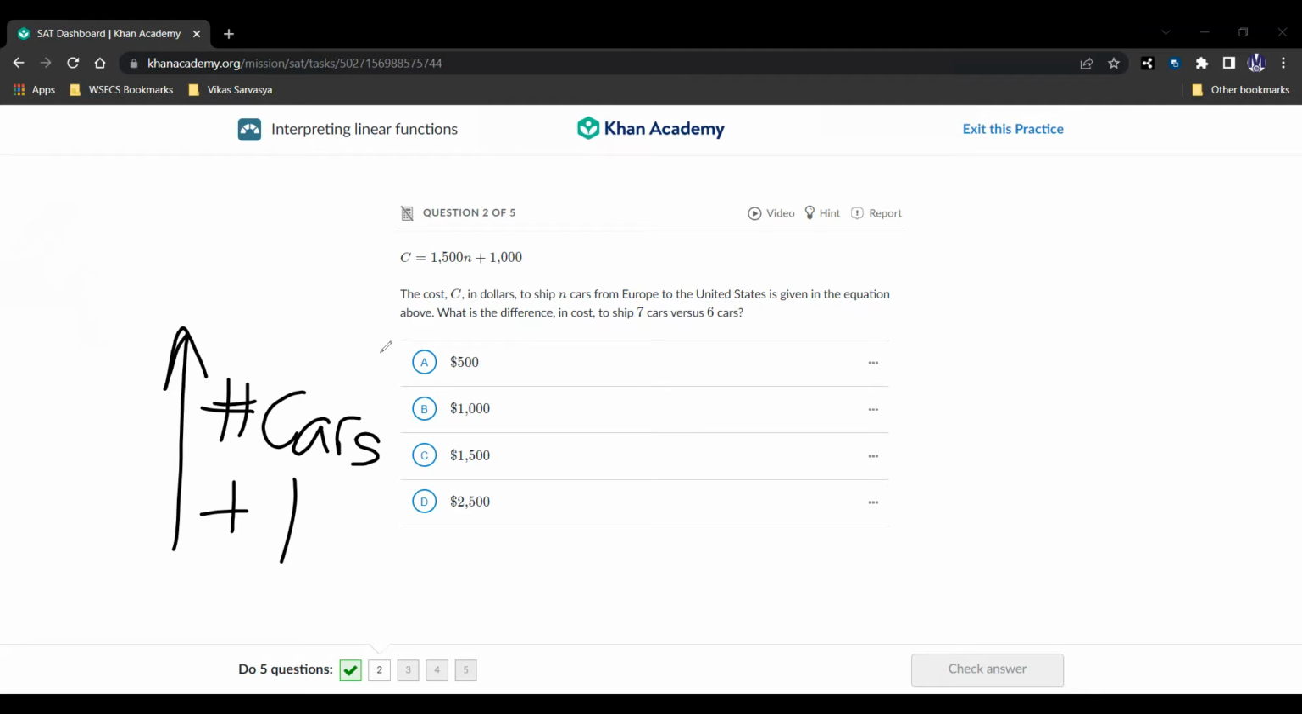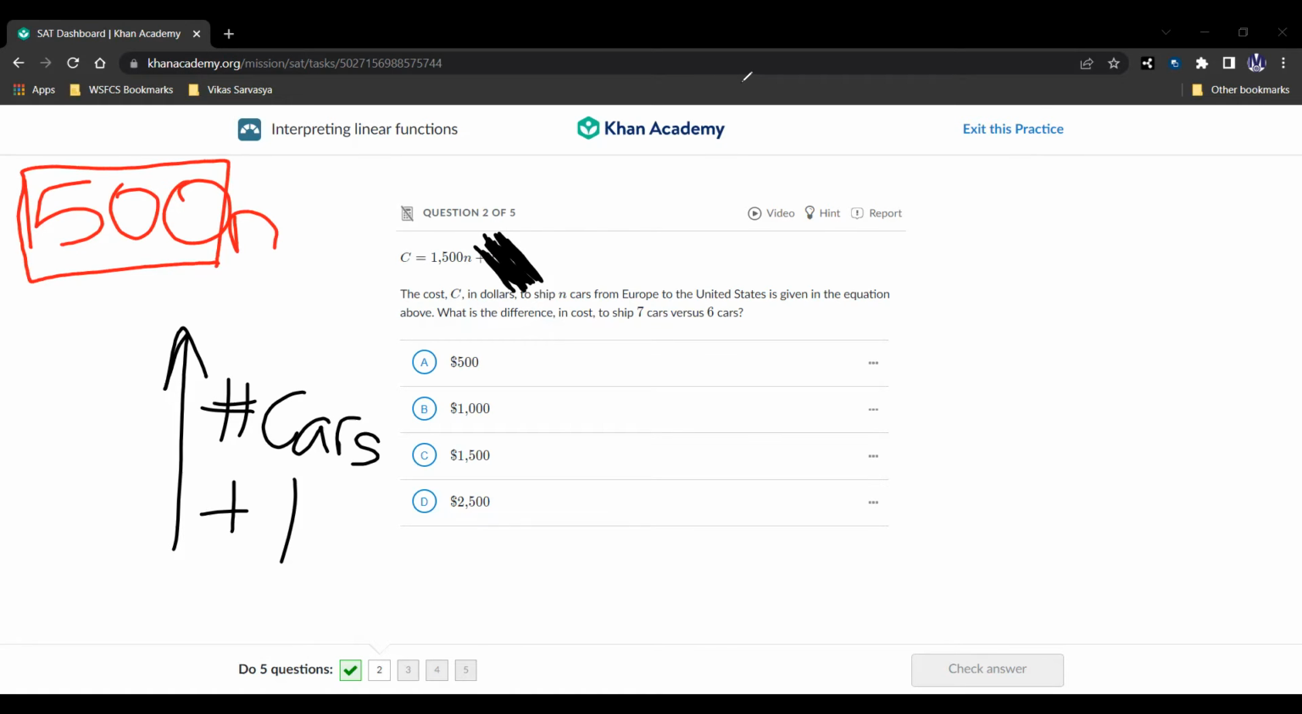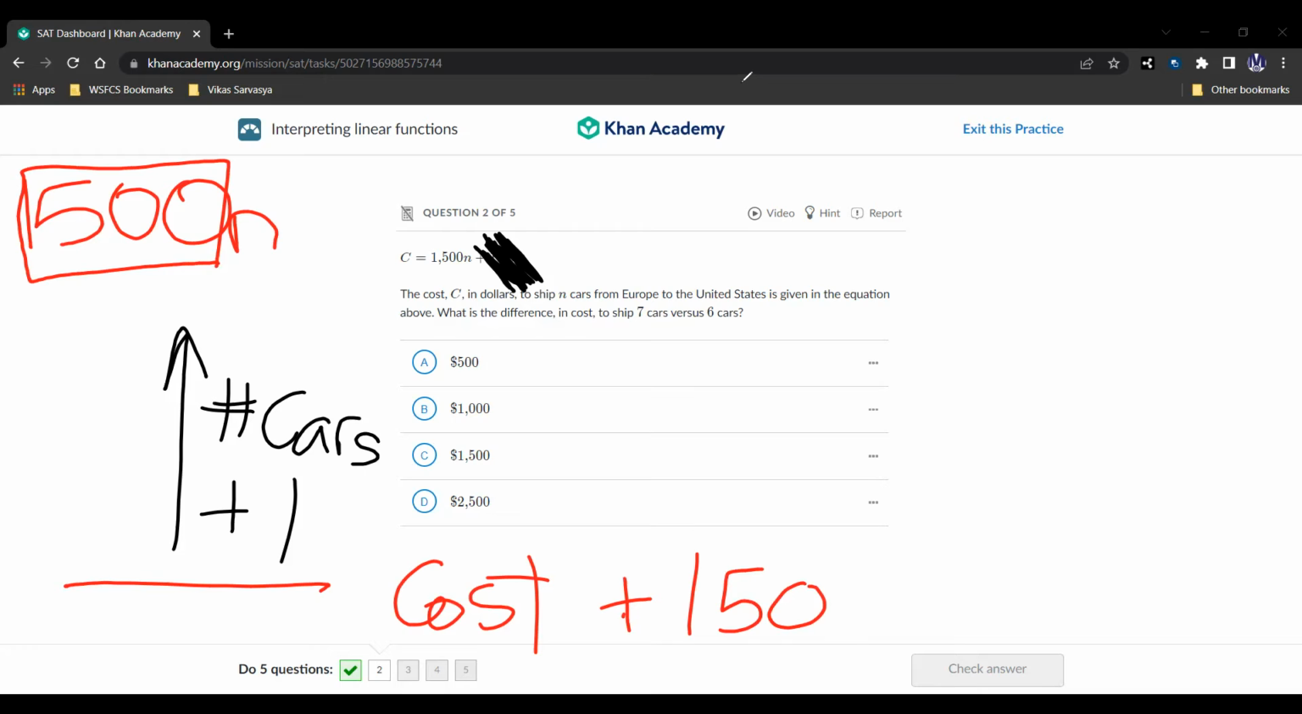Well, we see here that this 1,000 is constant. No matter how many cars you have, you're going to still have that same number there. But something does change when you're using the 1,500N. Every time you increase N by 1, C is going to go up by 1,500. So if we increase this by 1, then the cost is going to go up by $1,500. Notice that that is also the slope, and that's not a coincidence.